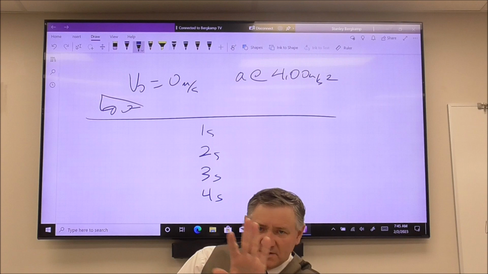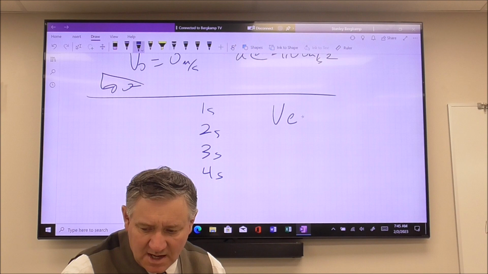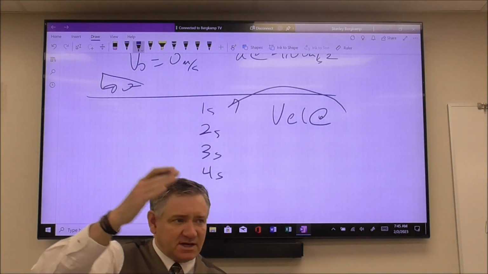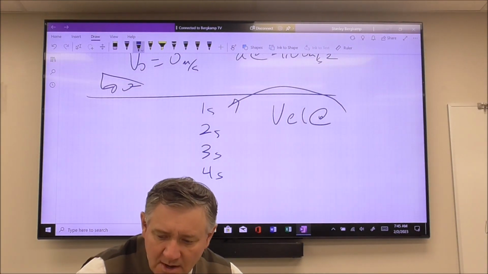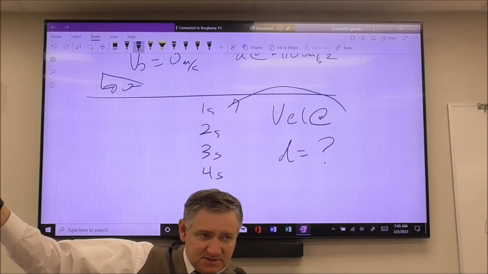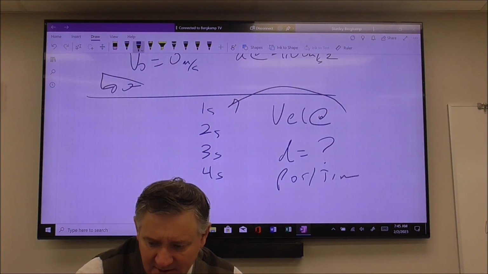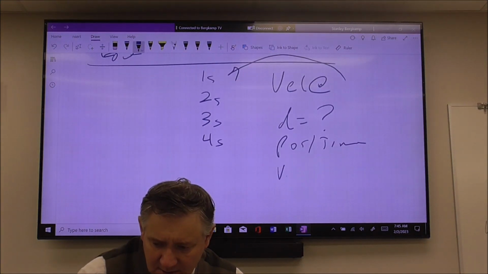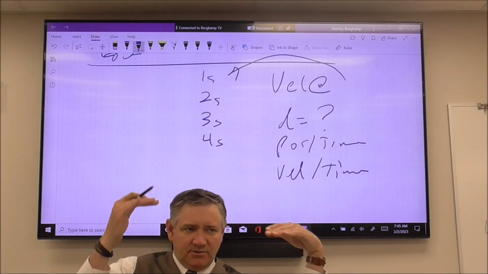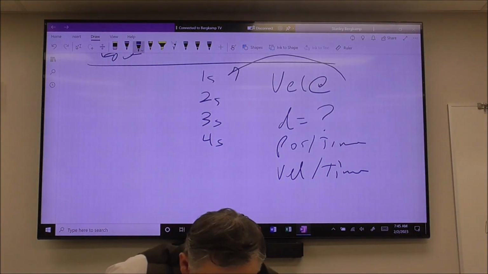There's a whole bunch of things that I want to do with this. I want to figure out what the velocity is at each second, like how fast it's going after 1 second, 2 seconds, 3 seconds, 4 seconds. I want to figure out how far it's gone at the end of each of those seconds. I want to draw a position time graph, and I want to draw a velocity time graph. I want to do all of that knowing an acceleration and the values of time.